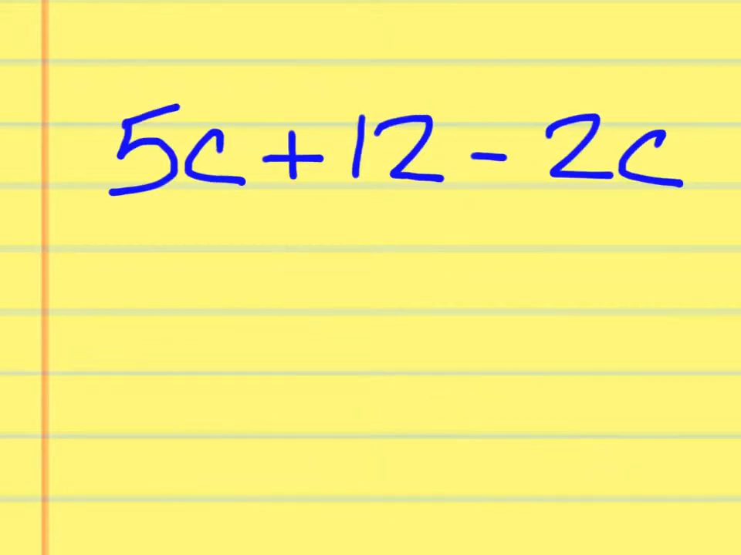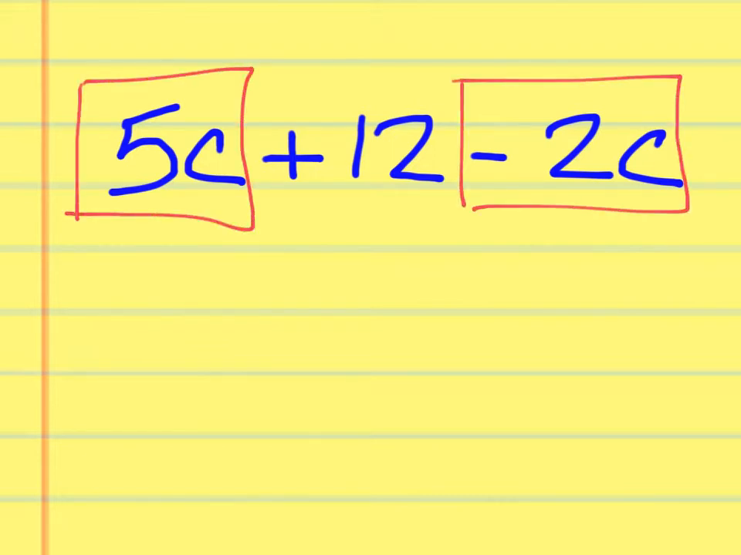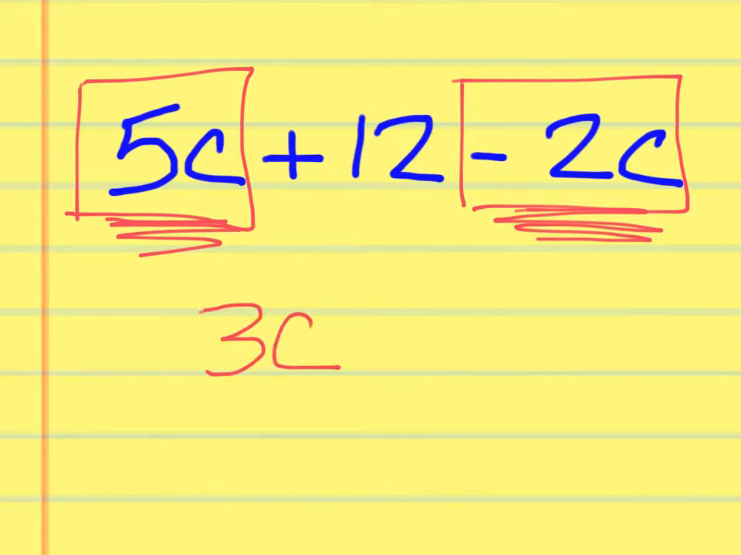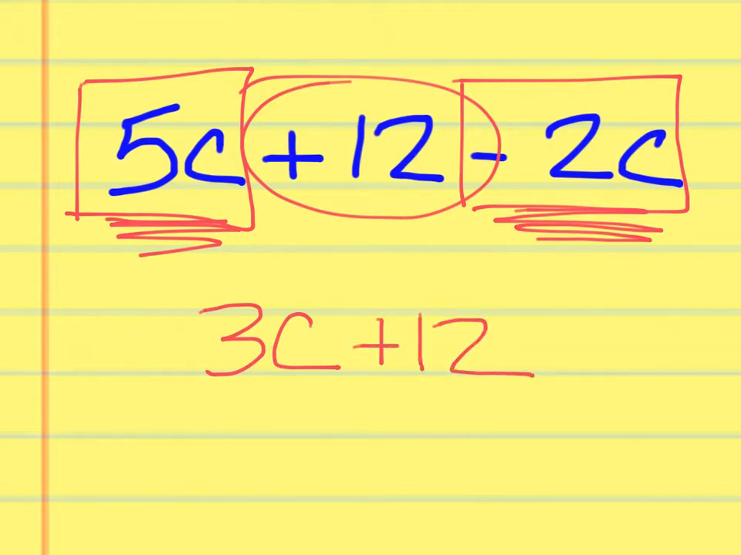This is 5c plus 12 minus 2c. Remember, you can't add or subtract things that are not alike. But we have two terms in here that are like. They are 5c and minus 2c. You have to include the sign in front of the term as well so you know what to do with it. If I have 5 c's and I'm taking away 2 c's, how many c's do I have? 3. And 12 is what's left over. So I have 3c plus 12.